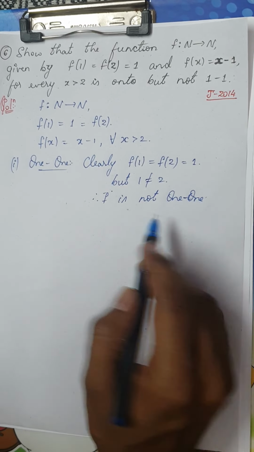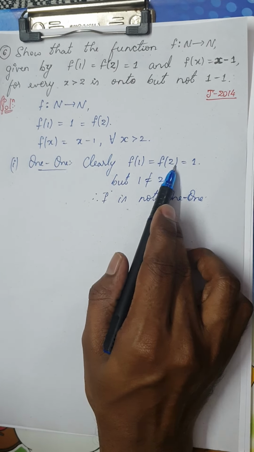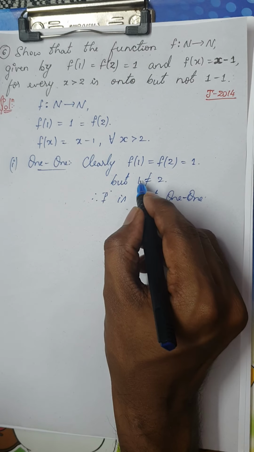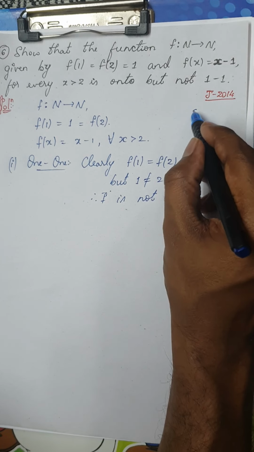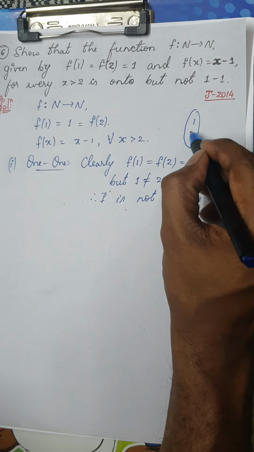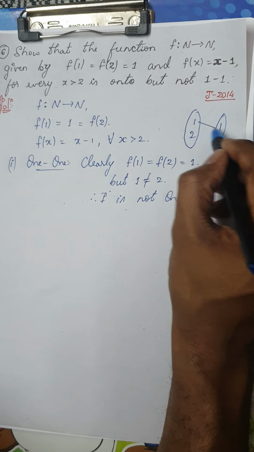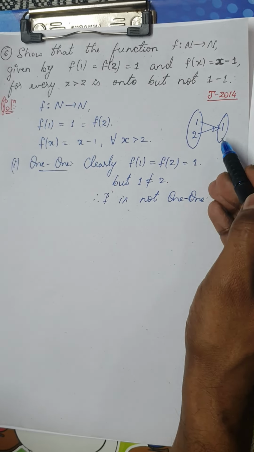Why is it not one-one? If f of x1 is equal to f of x2, I should get x1 equal to x2, but it is not happening. It is very simple. 1 and 2 are going to the same element 1. So definitely this is not one-one.